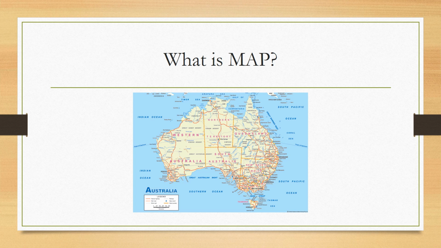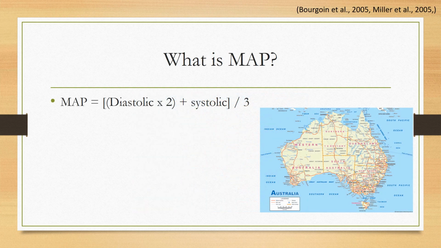To start with, what is MAP? Mean arterial pressure, or MAP, is the average pressure in a patient's arteries through a complete cardiac cycle. It is considered a better indicator of overall tissue and organ perfusion than systolic blood pressure alone. As you can see on the screen, MAP is calculated through the formula of the diastolic blood pressure times 2 plus the systolic pressure, then divide by 3. Since 2/3 of the cardiac cycle is spent in diastole, it accounts for twice as much as the systolic blood pressure in MAP, thus why we times the diastolic blood pressure by 2.